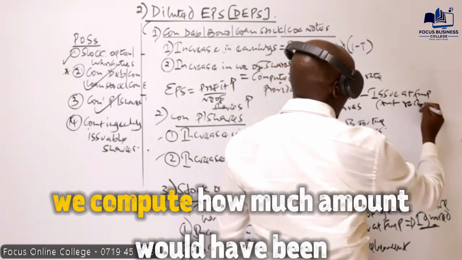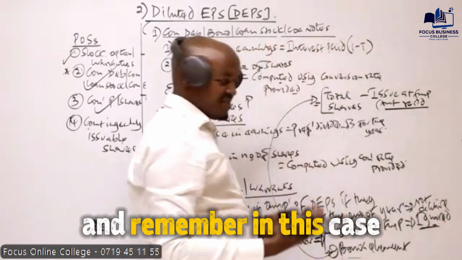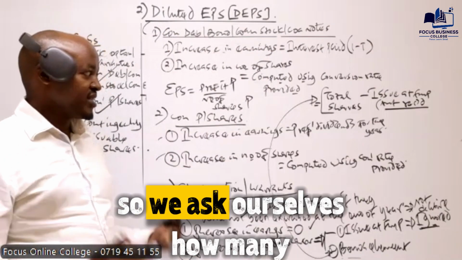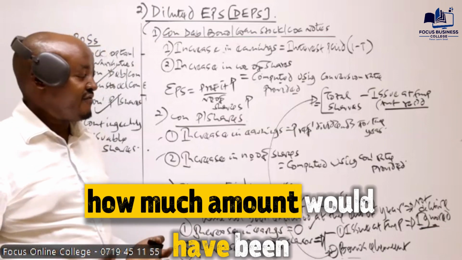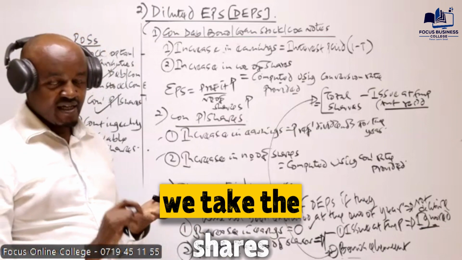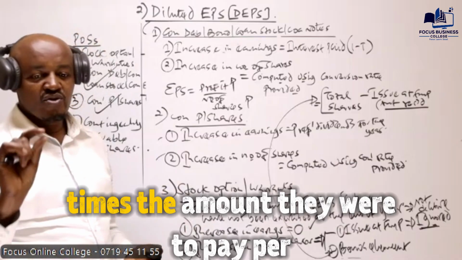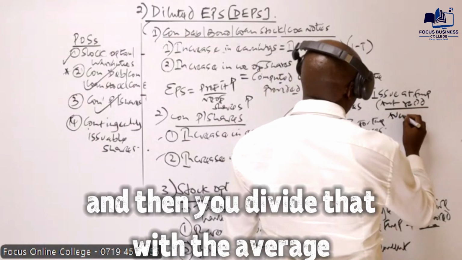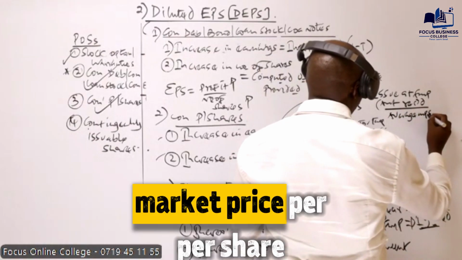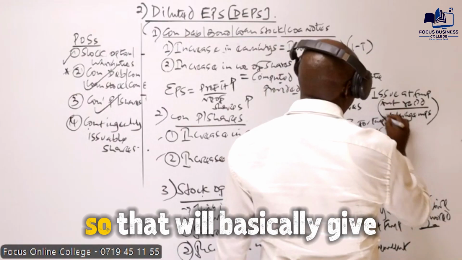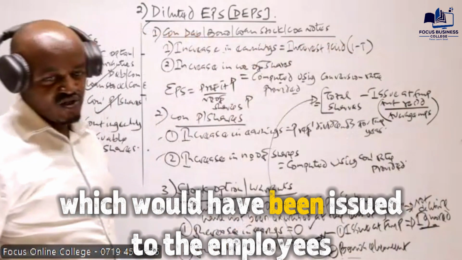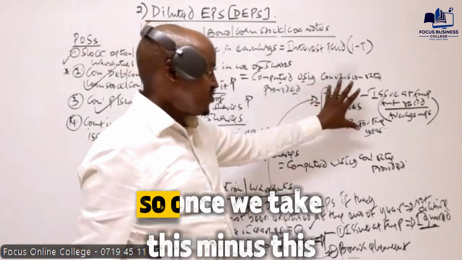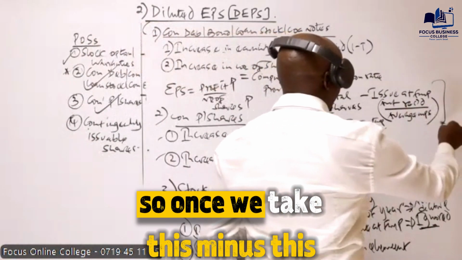We compute how much amount would have been received from the employees. Remember, in this case, we are assuming that the employees exercise the stock option during the current year. So we ask ourselves, how much amount would have been paid by the employees? We take the shares which would have been issued to them times the amount they were to pay per share. That gives us the amount which would have been received from them, and then you divide that by the average market price per share. That gives us the shares which would have been issued to the employees at full market price. So once we take this minus this, we get the bonus element.